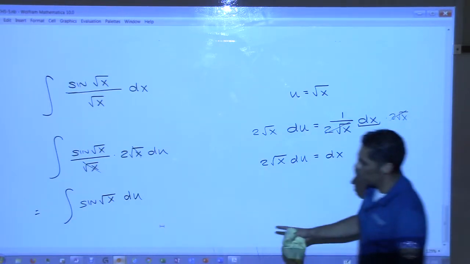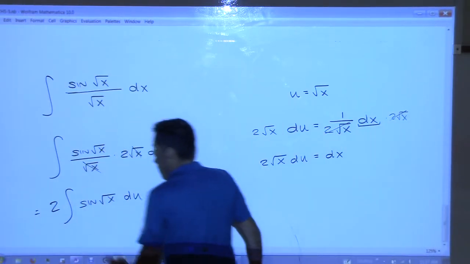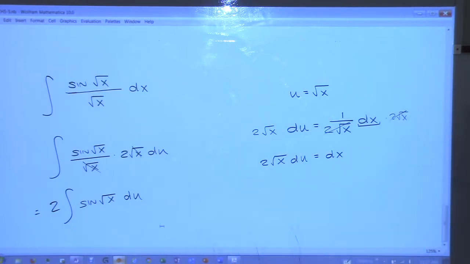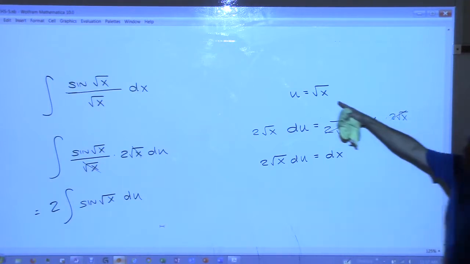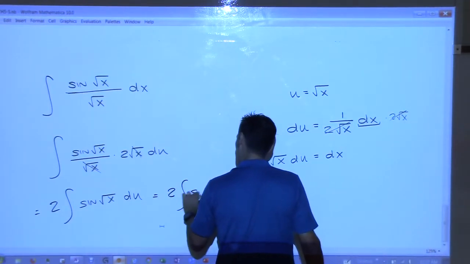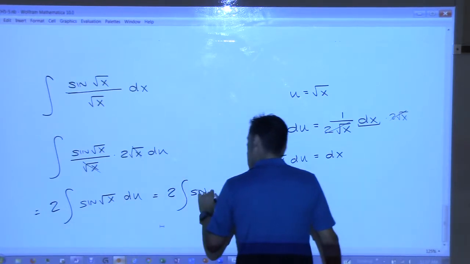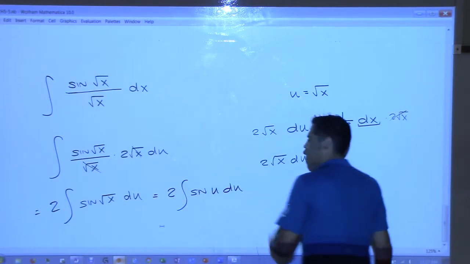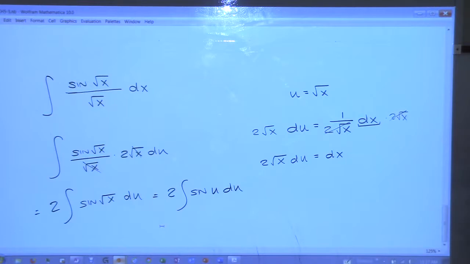Yeah, sorry, the 2. Let me just pull the 2 out. And then what would be your next step? Substitute u. Substitute u to be root x, right? Or root x is u. So that right there gets replaced with u, and you get du. And that's the same place we were at before.